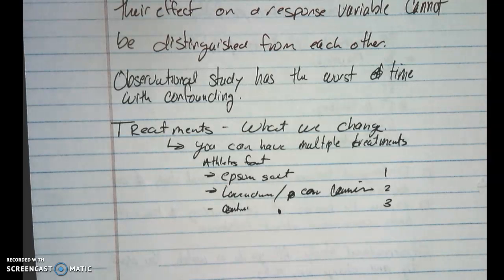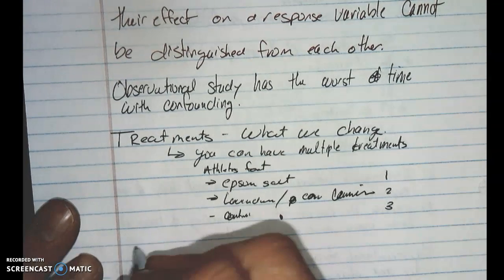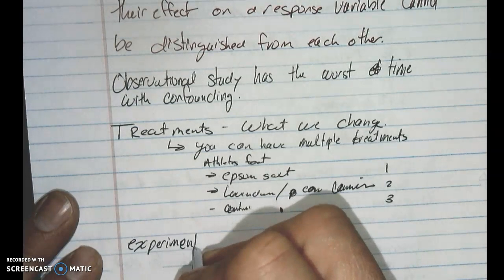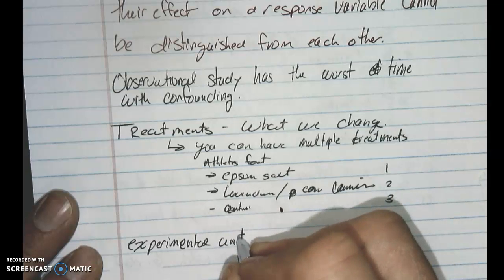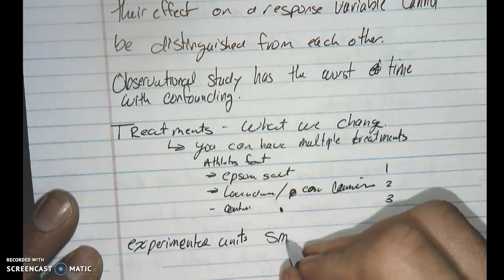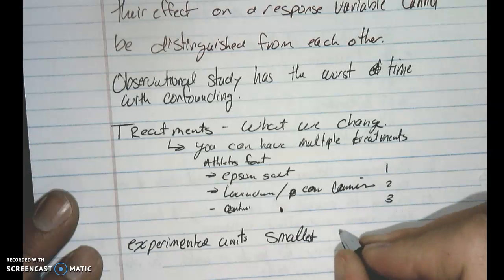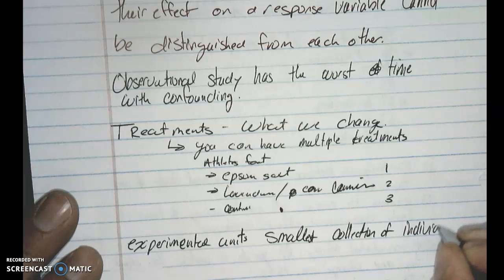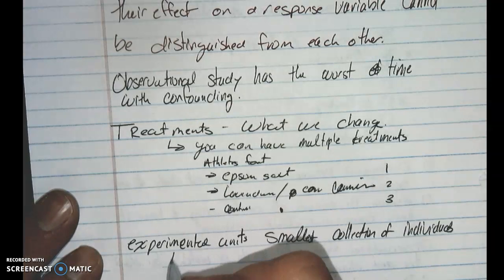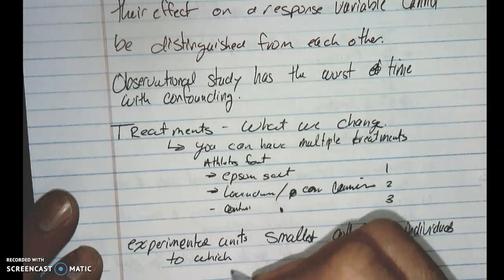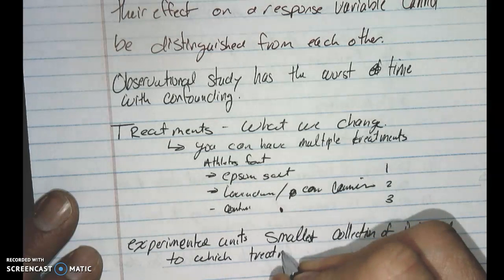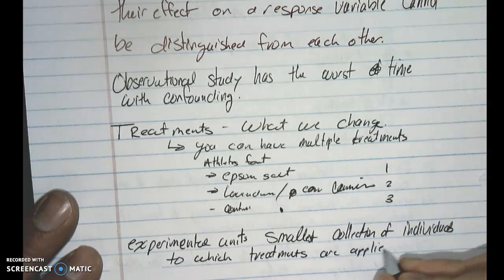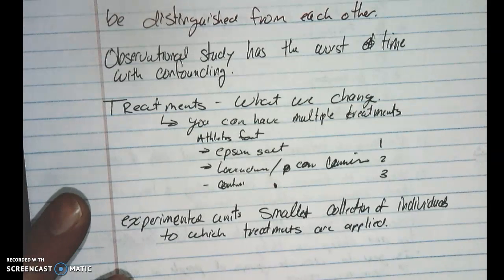All right. Now, our experimental units, I like that one. This is going to be our smallest collection of individuals to which treatments are applied. Okay. I'm going to pause it. Everybody write that down and then we'll go.